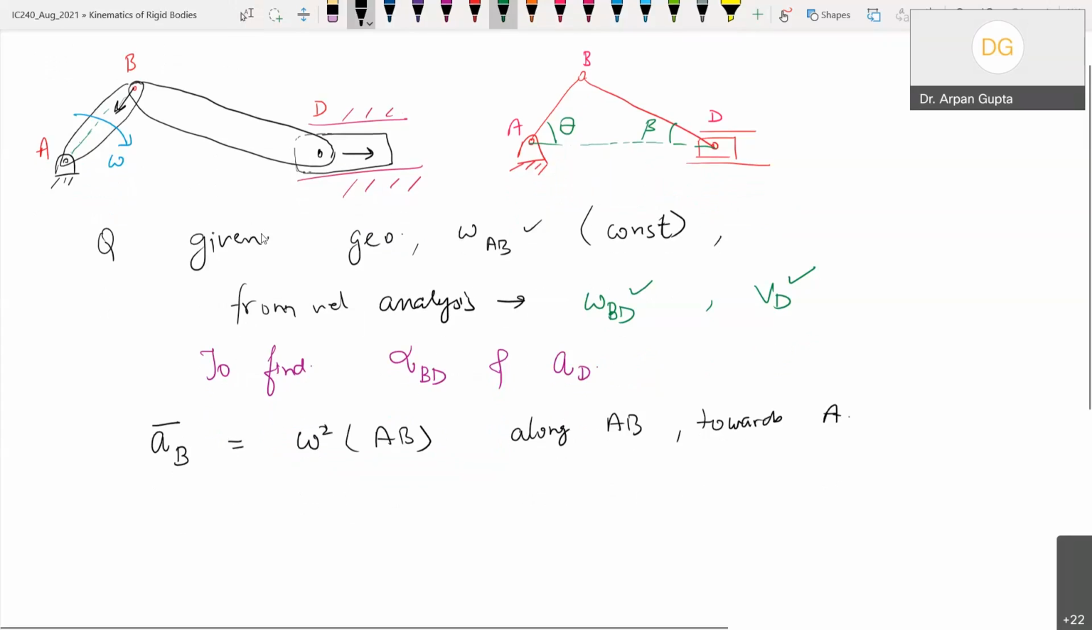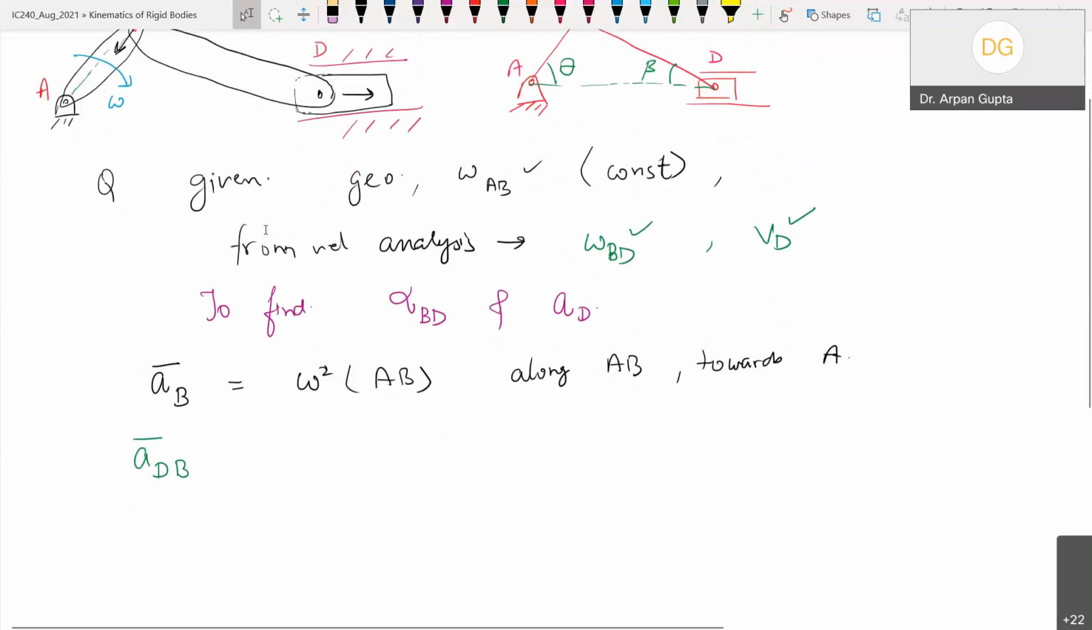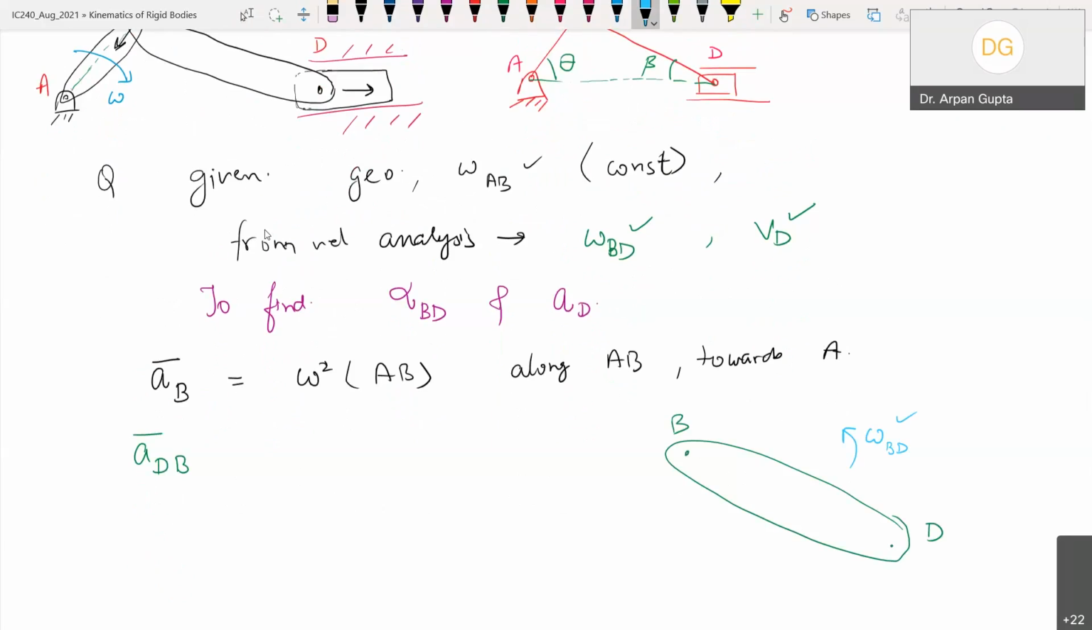The next thing is observing point D with respect to point B. So now I would write the acceleration of point D with respect to point B. Now this is a rigid body, something like this. This is point B, this is point D. And this body has an angular velocity we have seen in the last section and have calculated. Let's say this is known. But this body will also have an angular acceleration, which we do not know.